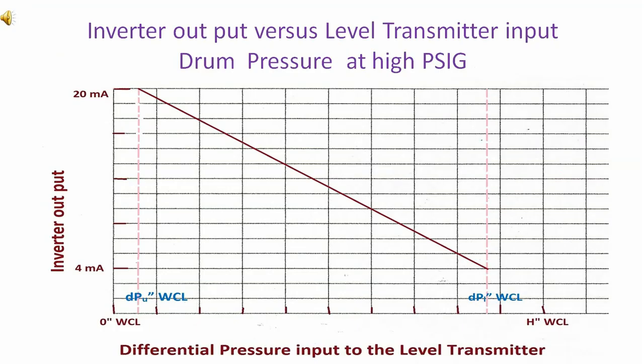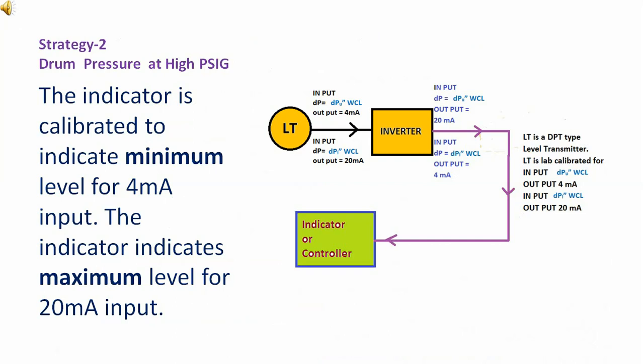Here is the graph for inverter output versus level transmitter input at high drum pressure in PSIG. In the graph we can see that when input to the DPT is DP subscript U inch water column level, the output is 20 milliampere. When the input to the DPT is DP subscript L inch water column level, the output is 4 milliampere. The indicator is calibrated to indicate minimum level for 4 milliampere input. The indicator indicates maximum level for 20 milliampere input.